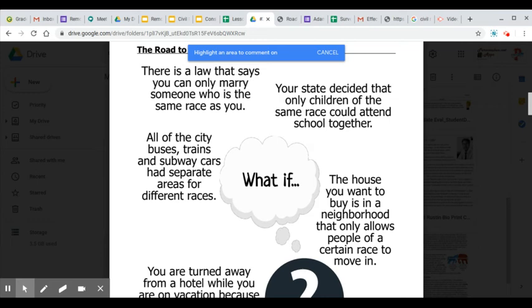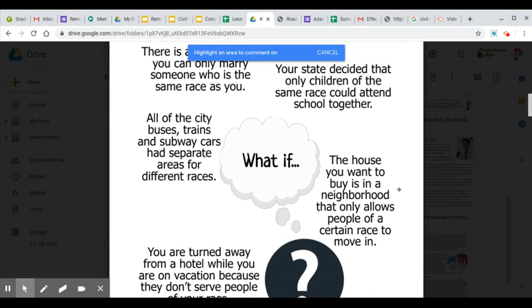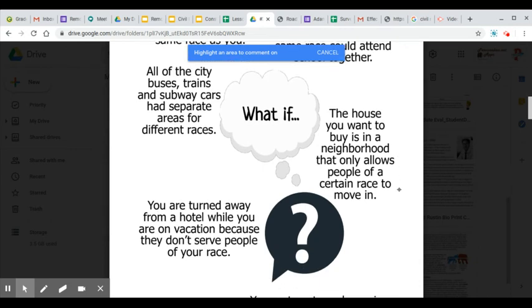Isn't that crazy? What if the house that you wanted to buy is in a neighborhood that only allows people of a certain race to move in? Once again, our township of Pennsauken would be illegal. We'd be completely separated from each other by law. That's crazy, and that's not right.